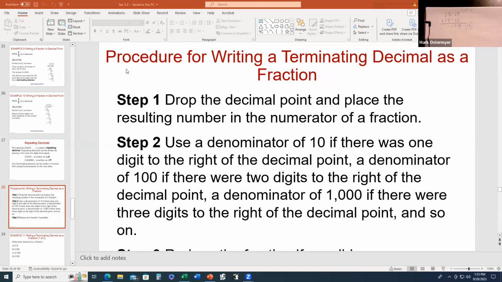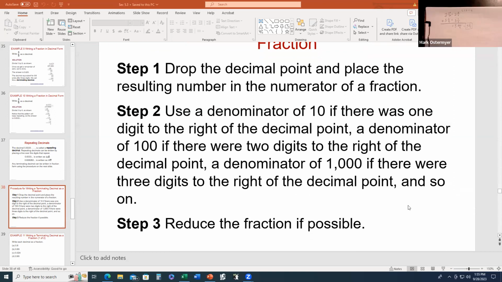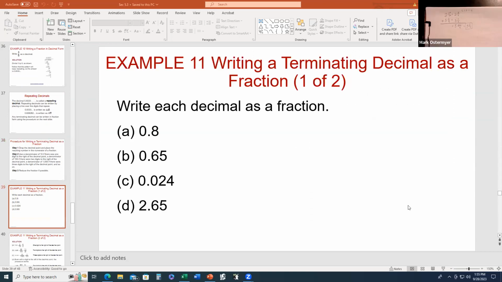So if we have a terminating decimal, we drop the decimal point, and place the resultant number in the numerator of a fraction. We use a denominator of 10 if there was 1 digit to the right of the decimal point, a denominator of 100 if there were 2 digits to the right of the decimal point, a denominator of 1,000 if there were 3 digits to the right of the decimal point, and so on. Step 3, reduce the fraction if possible.